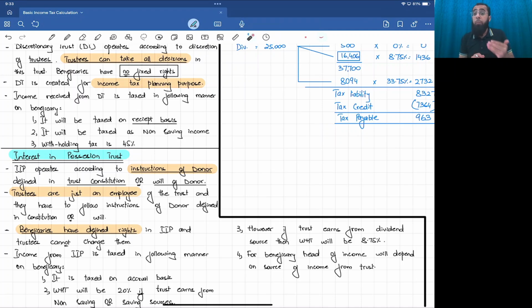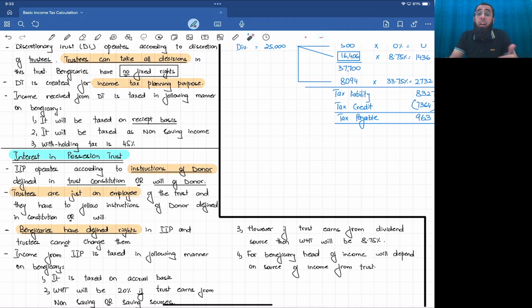Then we introduced the concept of real estate investment trust, which is a mutual fund that raises investment from the public and then invests in the real estate market. The investors who get dividends from the real estate investment trust are taxed on them as non-saving income, with 20% withholding tax, on a receipt basis. Normally, dividends are taxed under their own head, but the dividend from a real estate investment trust is taxed as non-saving income because it is earned from the property market, and property income is classified under non-saving income. We discussed all of these issues in our first class of this chapter.